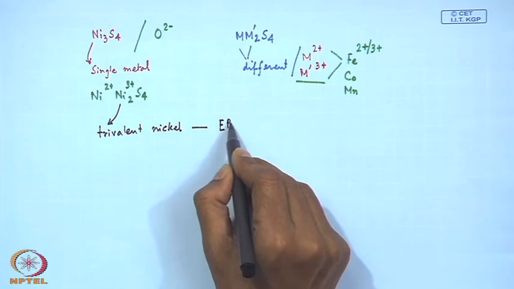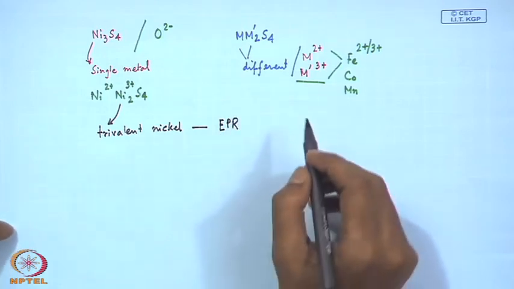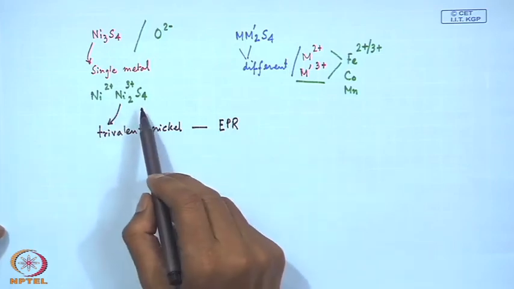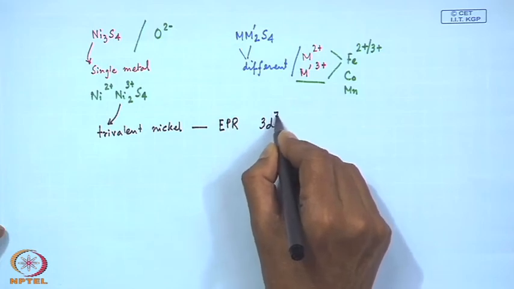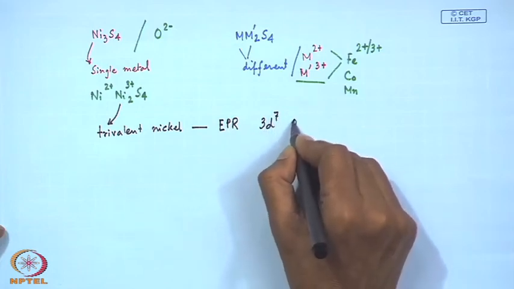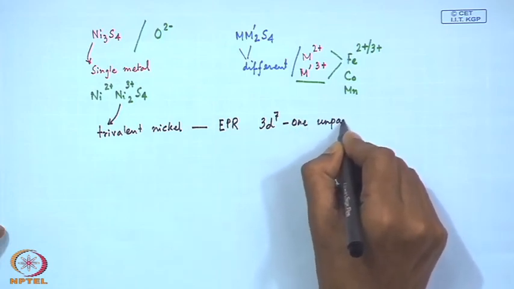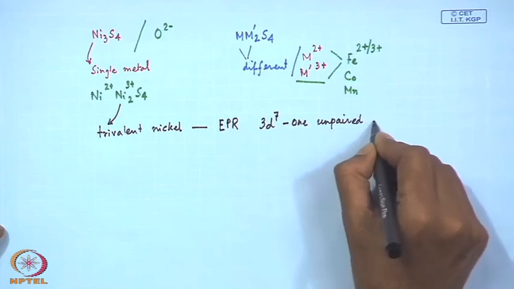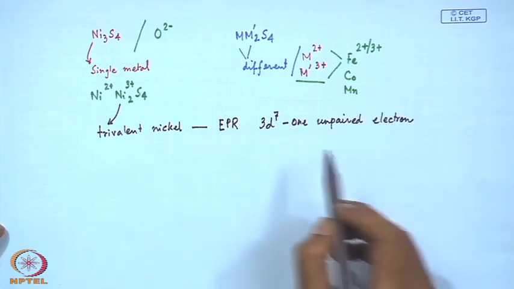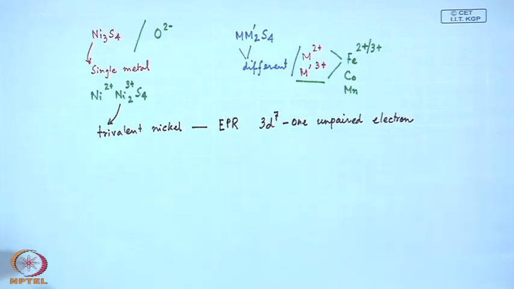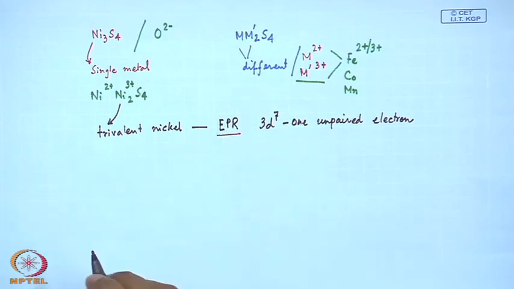the presence of this trivalent nickel if we go for electron paramagnetic resonance spectrum, and we get the corresponding signal for the trivalent nickel, which is due to the 3d7 with one unpaired electron, and that unpaired electron can very nicely be detected in electron paramagnetic resonance spectrum.